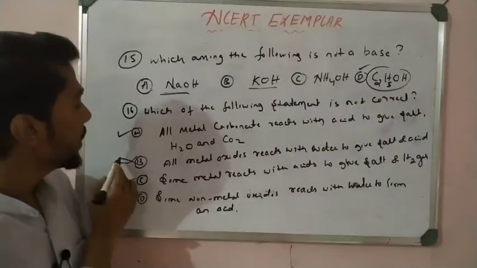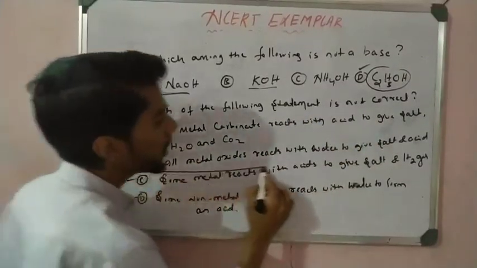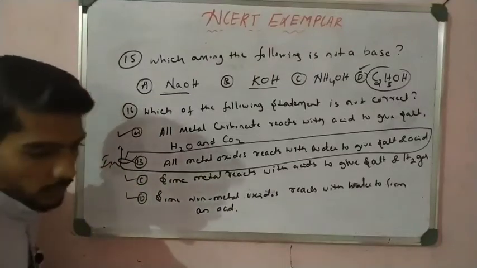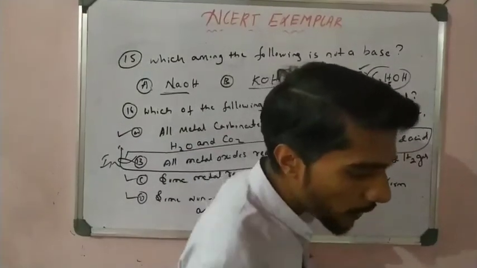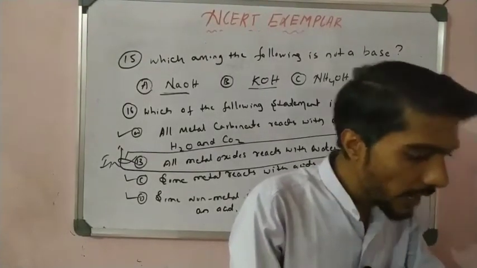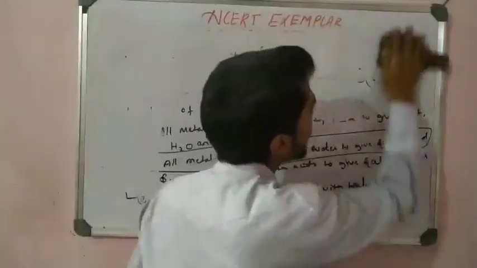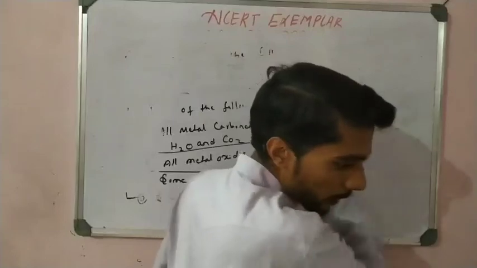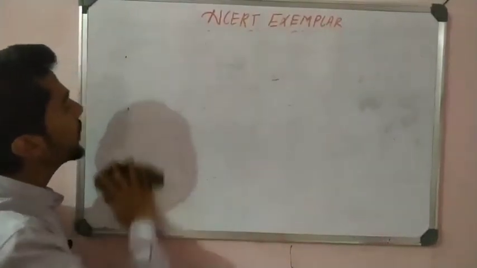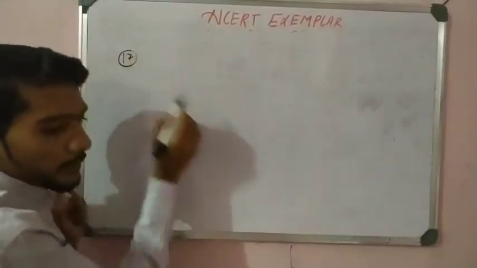So which statement is wrong, that is, the incorrect statement? Option B is the incorrect statement. Okay, students, these are very important questions you have to practice yourself at home. Now I can take the last question of today's class, question number 17.